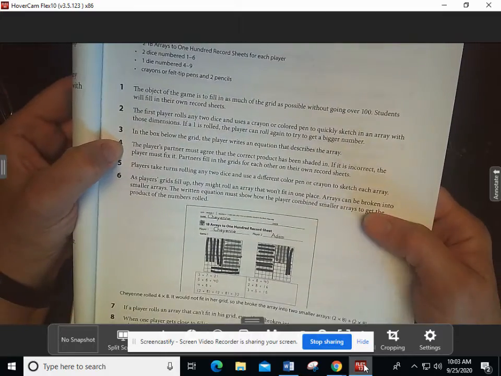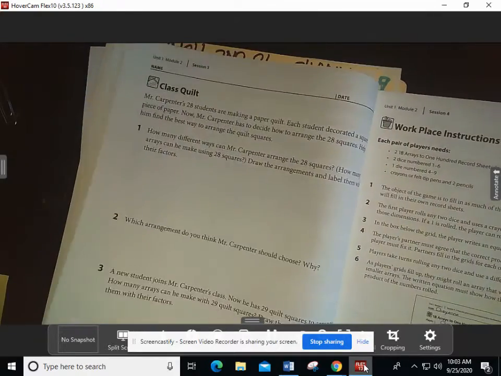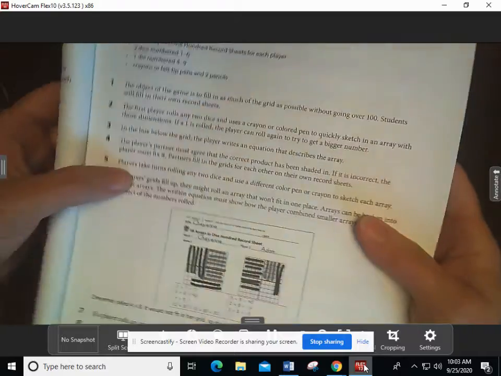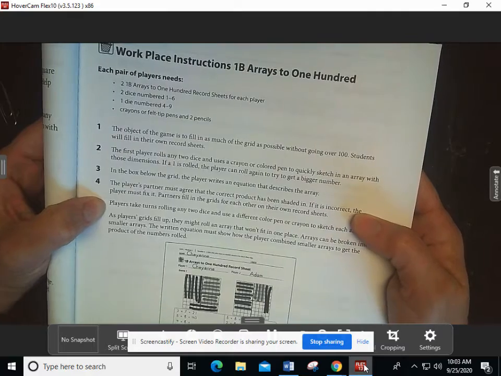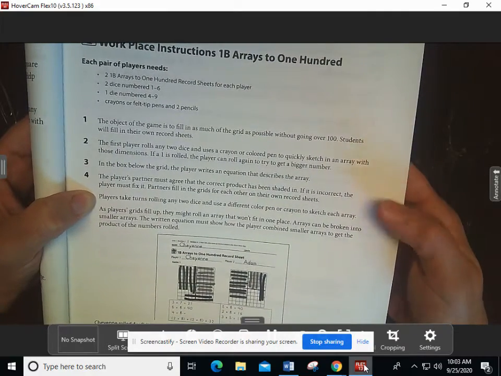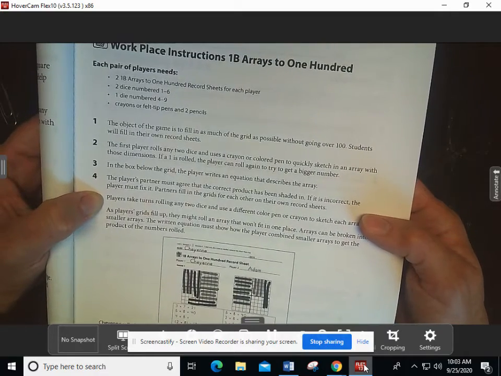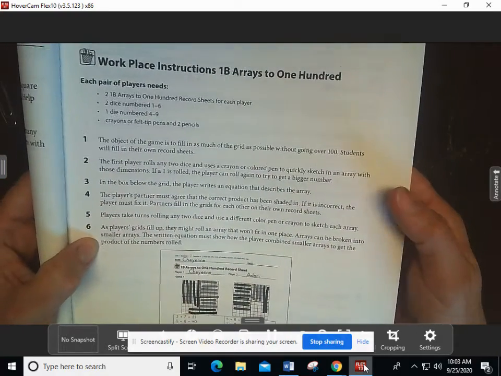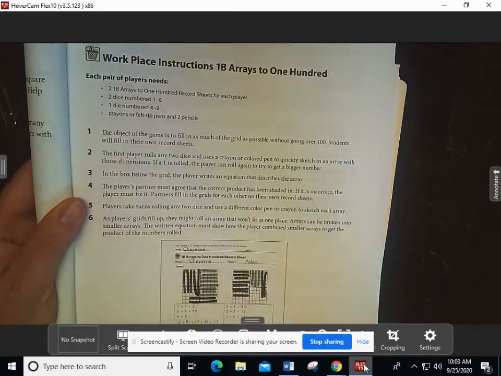Okay, so you're going to write an equation, and then the player's partner must agree that it's a correct product. For those of you that are still practicing with your multiplication facts, remember your multiplication facts are on page 18. Okay, you're going to take turns rolling any 2 dice, and you use a different color pen, crayon, marker, colored pencil, whatever, to sketch your array. You're not going to take forever to color in each tiny little square exactly perfect, because we don't have that kind of time. As the players' grids fill up, they might roll an array that won't fit in one place. Arrays can be broken into smaller arrays.